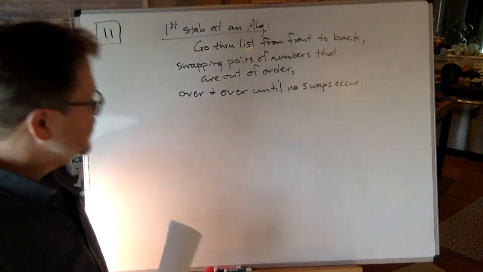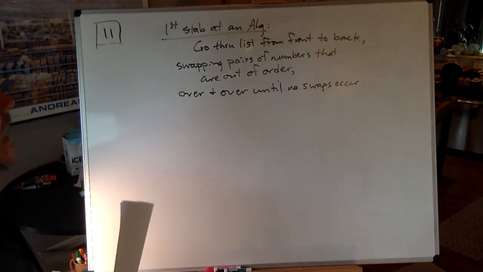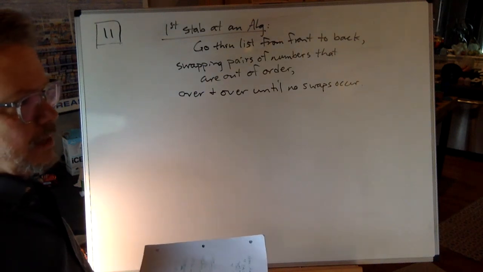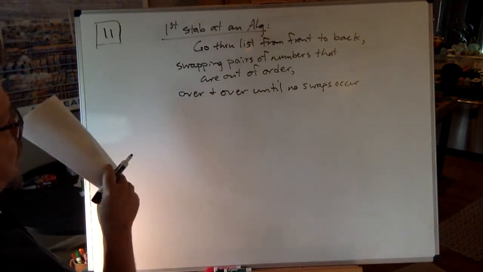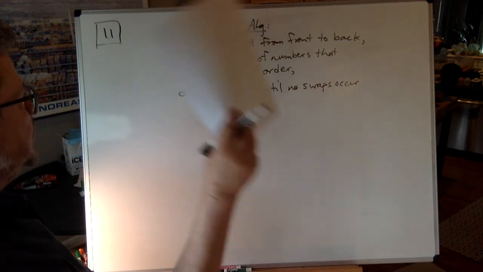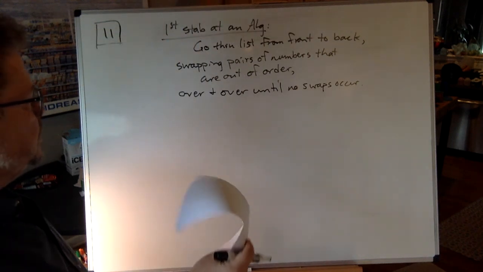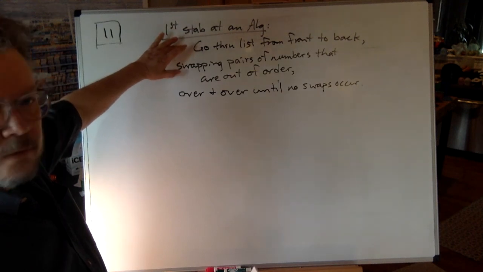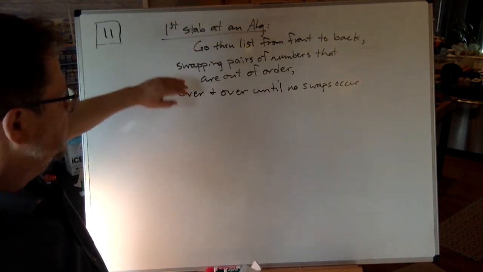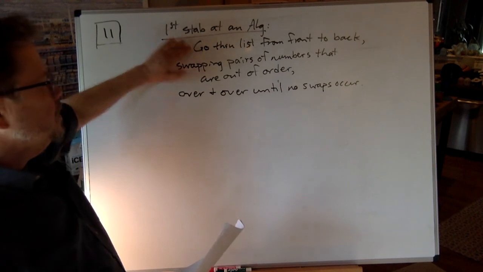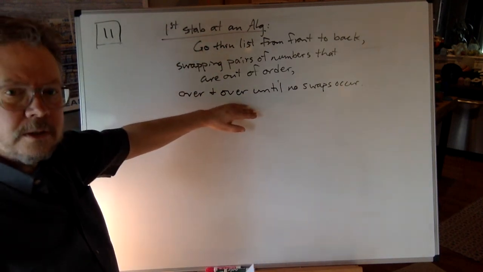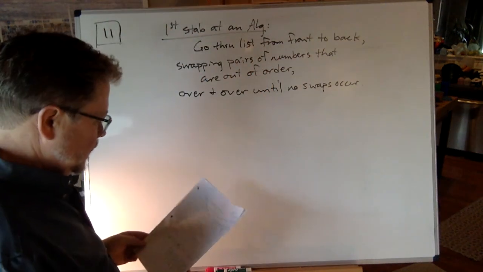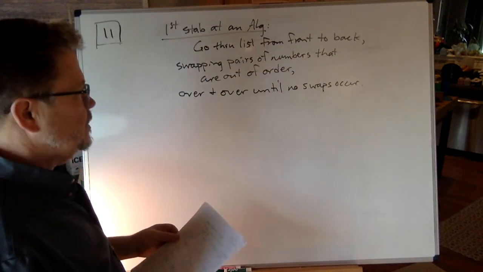Now, again, this is not an algorithm. It's the first stab at it. It's the first attempt to verbalize what we were just doing by hand with that specific example. We go through the list from front to back, swapping each pair of numbers that we run into that's out of order. And then the over and over is going through the list over and over. So this is kind of upside down. We will go through the list over and over until no swaps occur. So if we can get through the entire list without having to swap anything, that's going to mean that our list is in order.